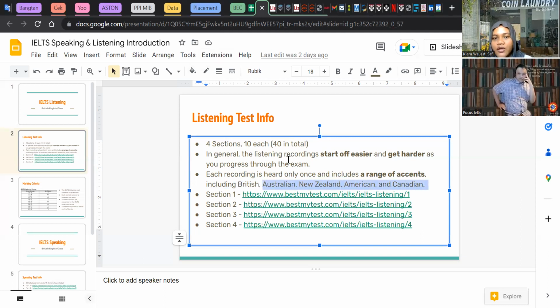So if you're not quite confident with your British listening practice, the only thing we can do is keep practicing and not limit yourself to only British listening practice, but also do Australian, New Zealand, and the other accents that are given.